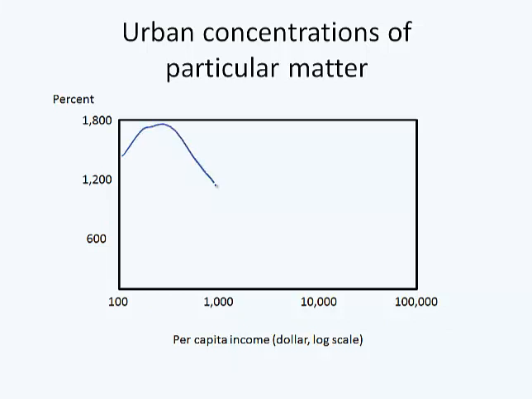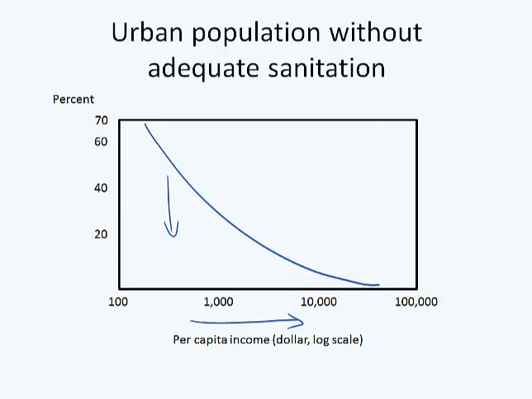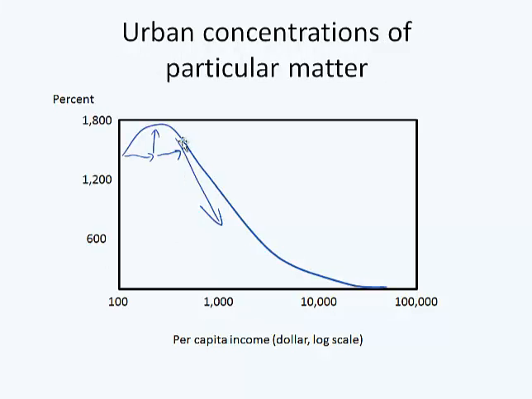First it goes up a bit and then it goes down, something like this shape, meaning that when we're quite poor, when we have $100 per capita income and we get richer, there's first a period when this particular matter concentration goes up, and then when we get richer, it starts going down. So it's not as simple as these two, saying just a higher per capita income will solve the problem. There is also a period in which it goes up before it decreases.